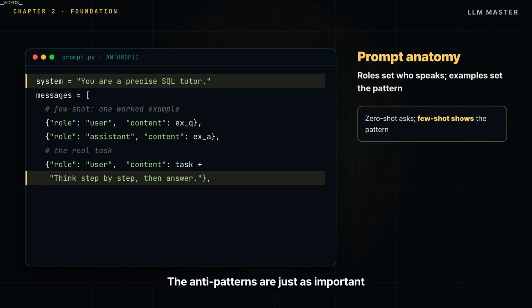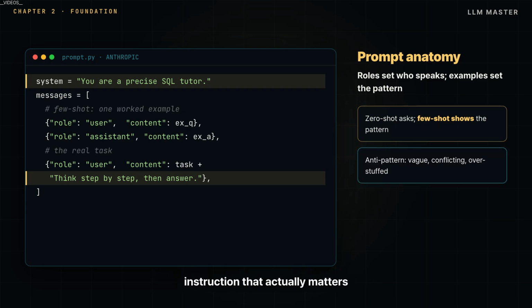The anti-patterns are just as important. Vague instructions leave too much to chance. Contradictory rules make the model pick one and ignore the other. And an overstuffed prompt buries the one instruction that actually matters. Be specific, be consistent, and put the thing you care about most where the model can't miss it.